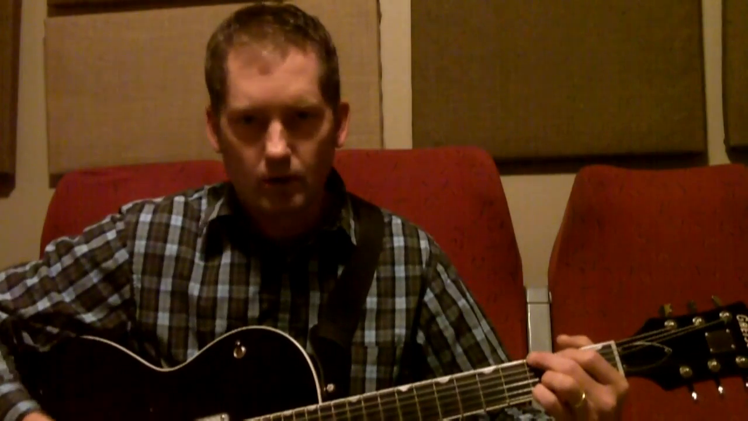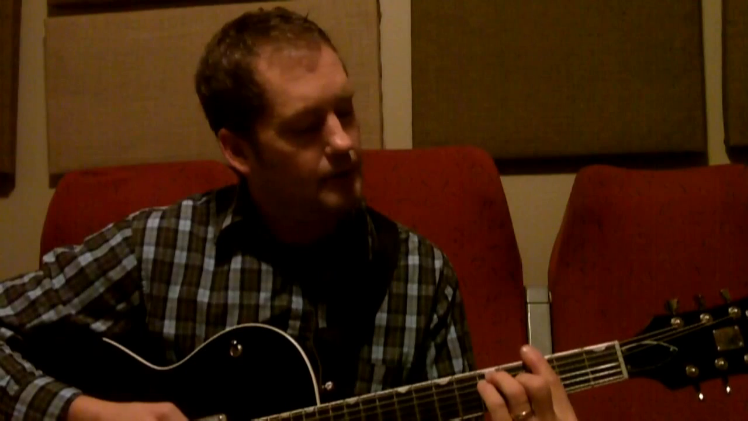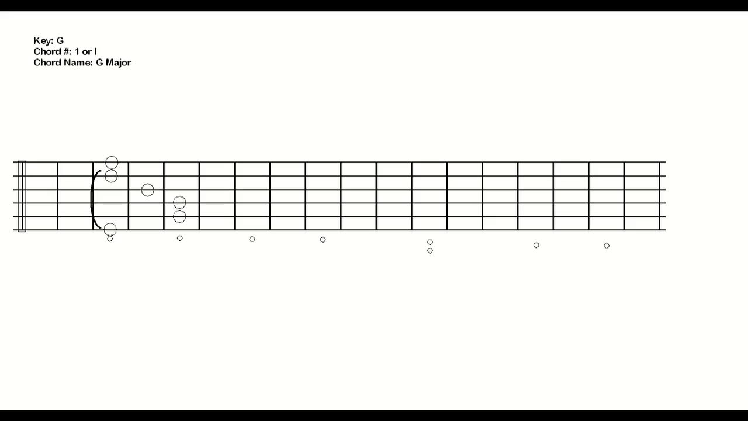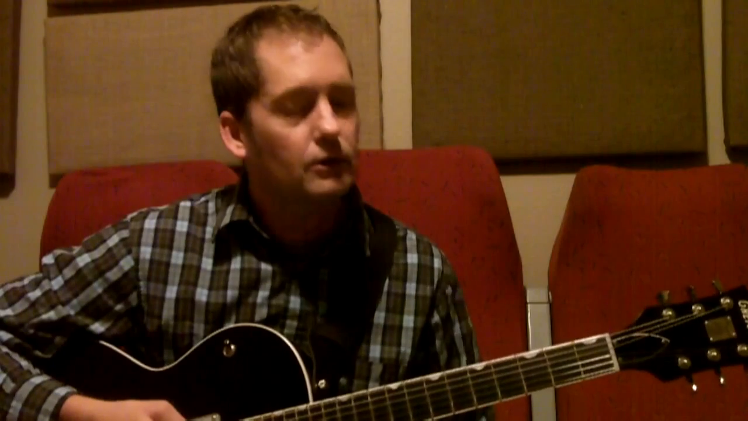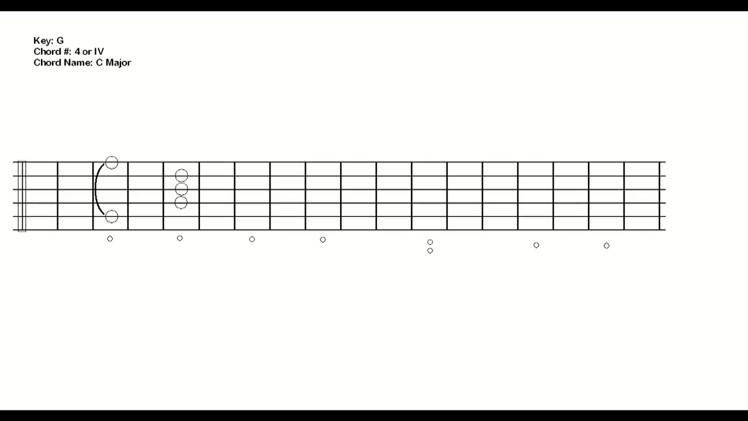For instance, a G chord usually sounds better open, but I'm going to use the E form of the G chord. Looks like this. And I'll use the A form of the C chord. And I'll use the A form of the D chord.